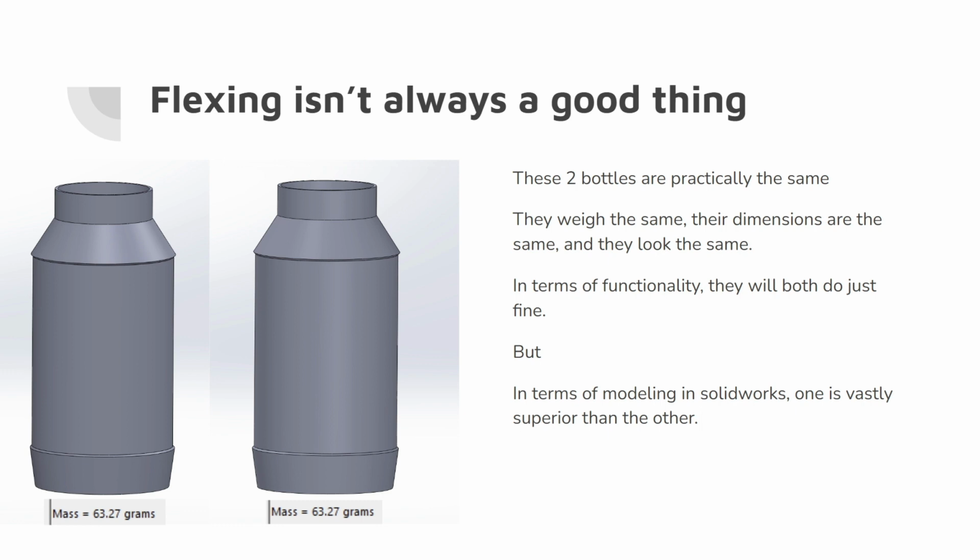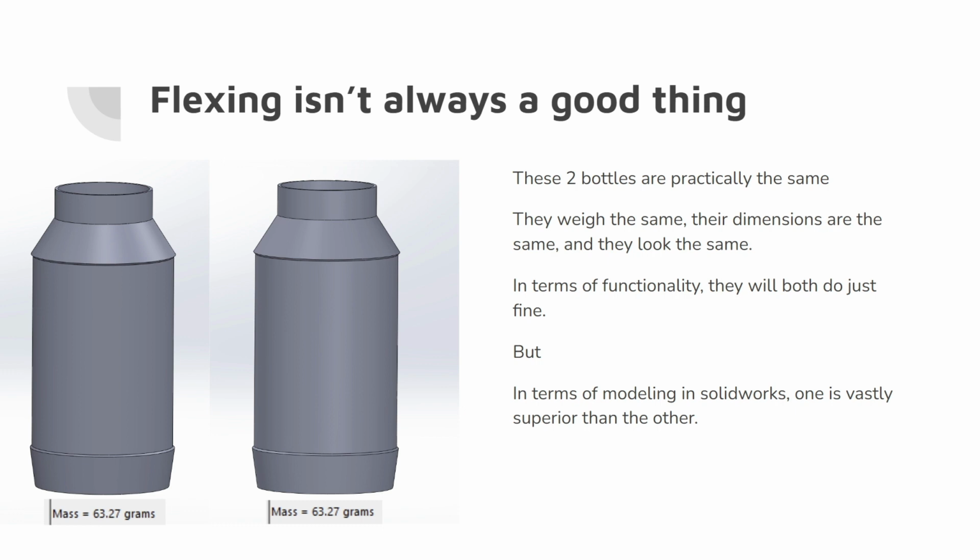Anyways, so these two bottles are practically the same. So this is a bottle I have on my desk, right? They weigh the same, right? In the evaluation, you get the weight of each part with the material that you specify. They look the same. In terms of functionality, they're practically the same. So if you 3D print either one of these, you're gonna get the same result.